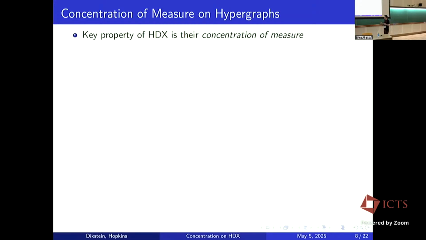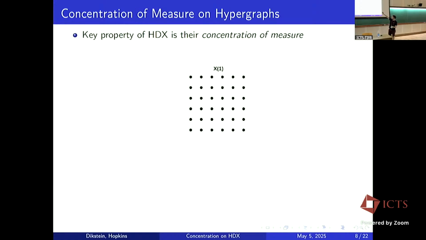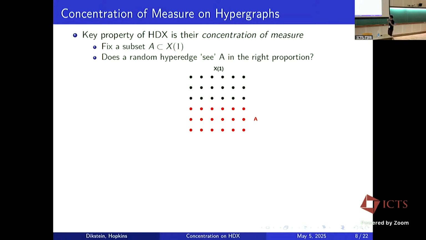So what does it mean for a hypergraph or a simplicial complex to be concentrated, to satisfy a strong concentration of measure? I'm going to look at sort of the most basic setting I think you could think of. So let's say we have the vertices of some hypergraph here. They're not laid out in a square for any particular reason other than that it was easy to draw. We'll fix some, say an adversary comes along and picks some subset of the vertices A, say half the vertices, it doesn't really matter. I would like to know whether when I sample a random hyperedge from my complex, it sees A in the right proportion.